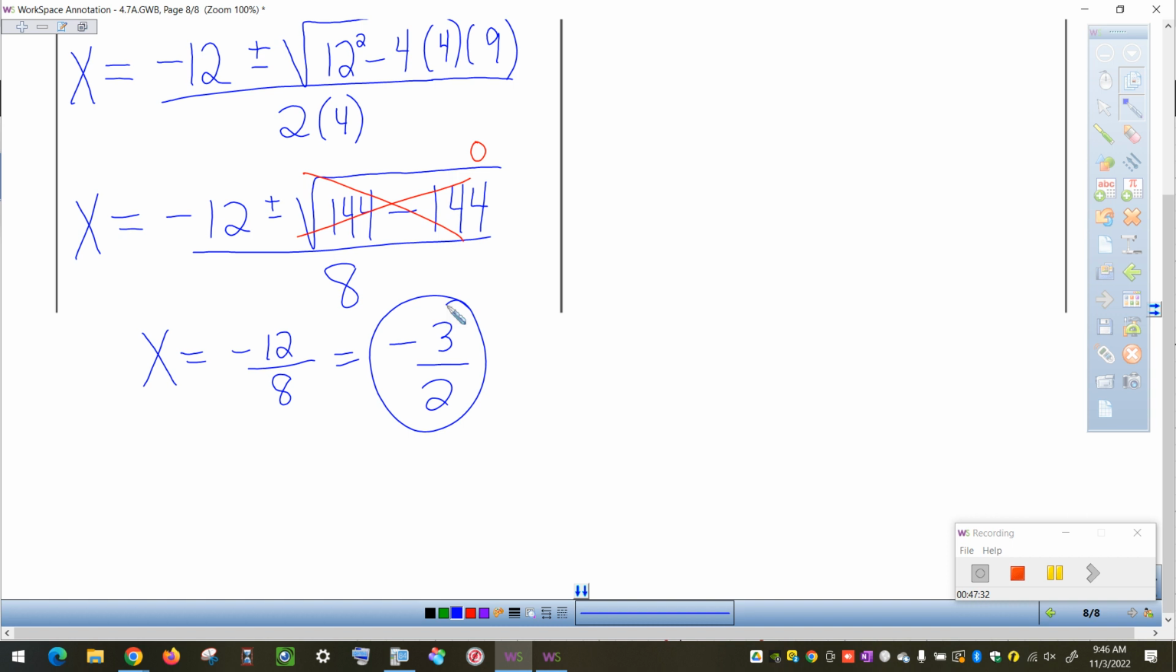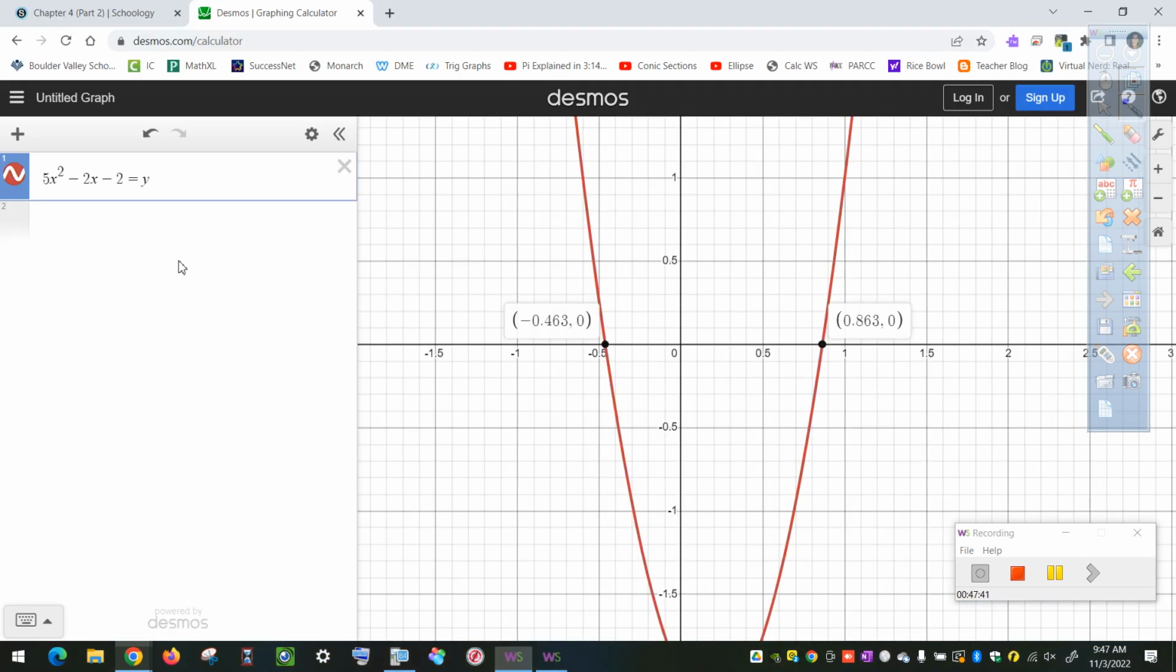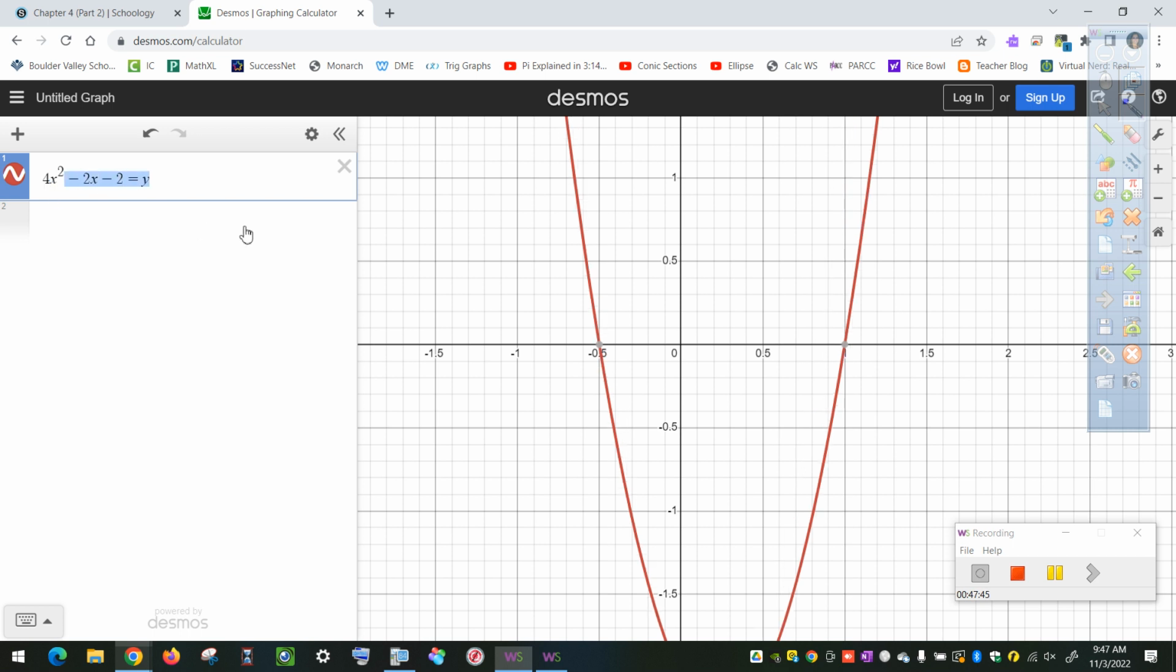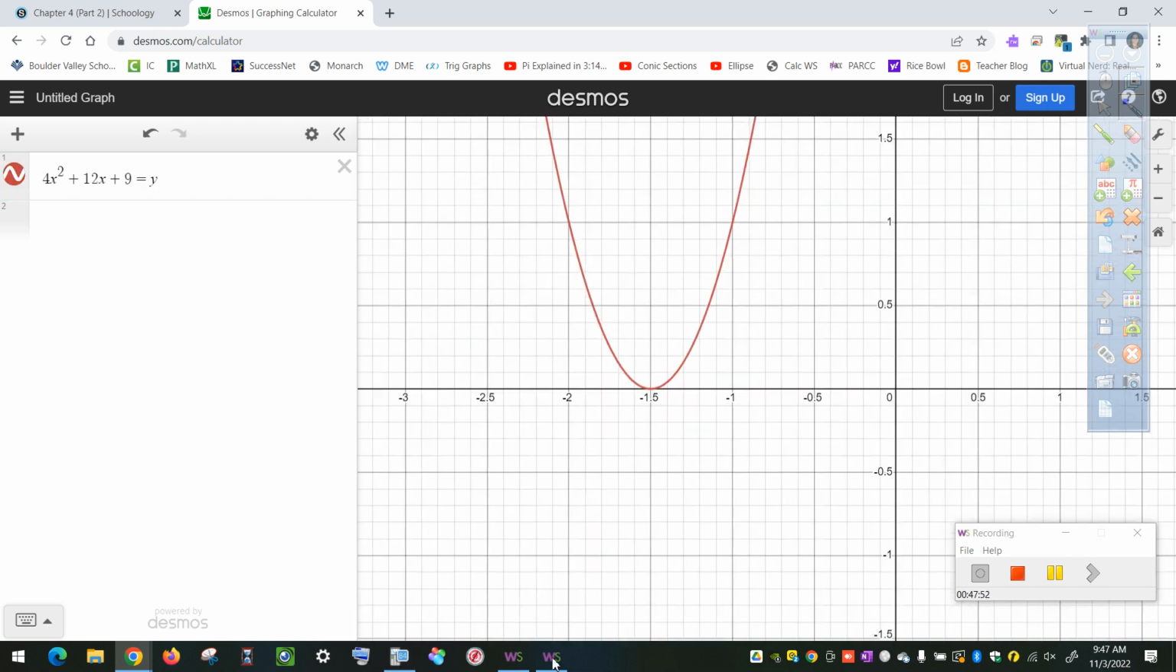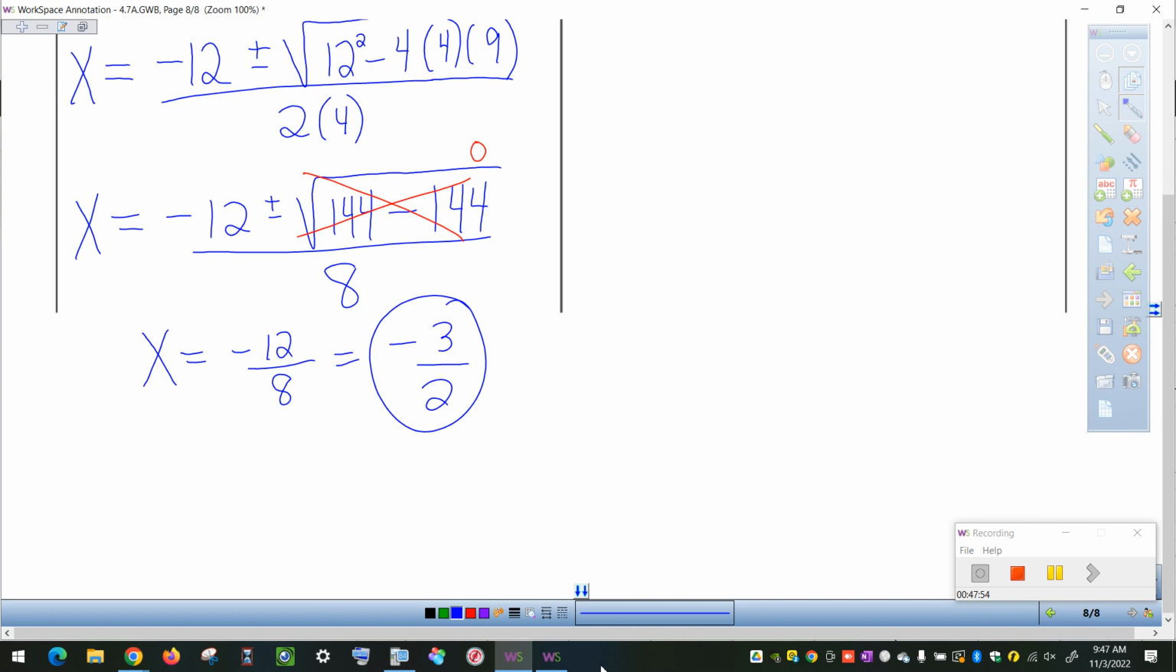Remember that the answer is supposed to be the x-intercept on the graph. Well, how could we only have one x-intercept? I'm going to type this one into Desmos, and then I will show you. So I've got 4x squared plus 12x plus 9. I'm just going to put a y equals in front. Really quick though, before we look at Desmos, what's negative 3/2 as a decimal? Okay, good. Let's just think about that, because Desmos is going to show us that x-intercept as a decimal.